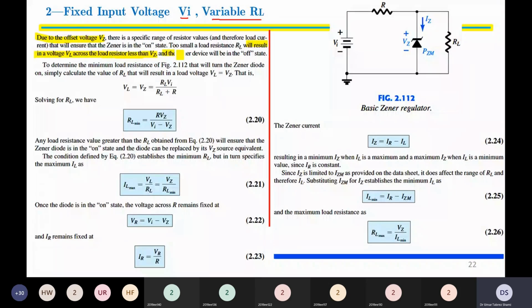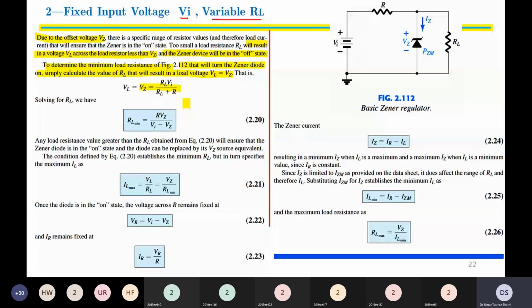So we have to be very careful while designing the load resistance, because if we design a load resistance that is too small, then this small RL will cause the voltage across RL to be less than the Zener diode breakdown voltage, and the Zener device will be turned off. Now, to determine the minimum load resistance of figure 2.112, we will turn the Zener diode on, and simply calculate RL that will result in a load voltage VL equal to Vz. That is, we will find RL such that the voltage across RL is equal to Vz.